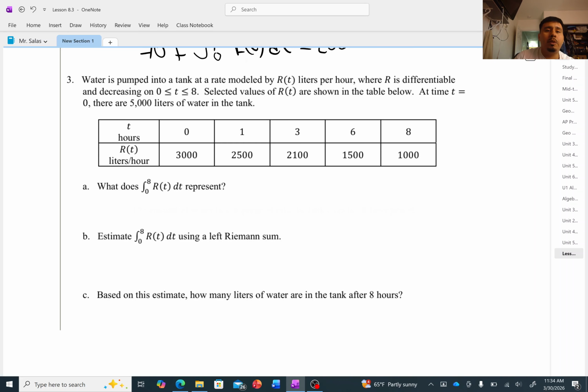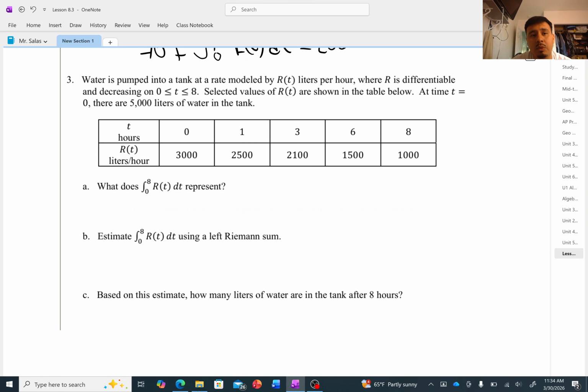Let's look at problem number 3. Water is pumped into a tank at a rate modeled by R of T in liters per hour, where R is differentiable and decreasing on the interval from 0 to 8. Selected values of R of T are shown in the table below. At time T equals 0, there are 5,000 liters of water in the tank. So what does the integral from 0 to 8 of R of T dt represent in this situation?